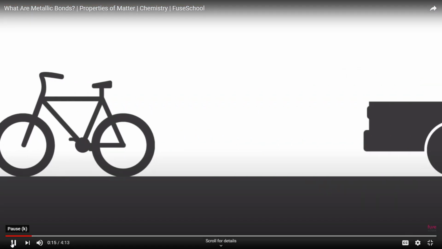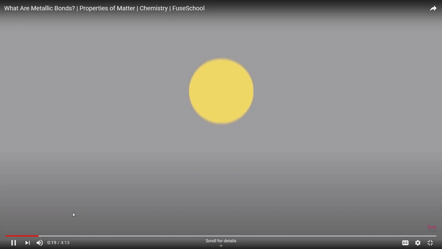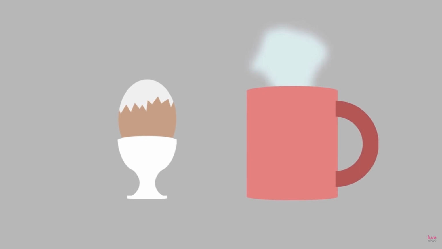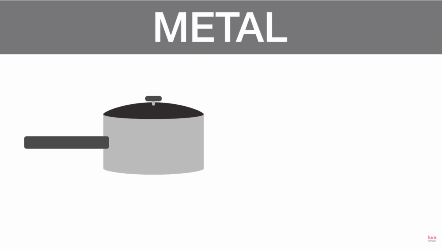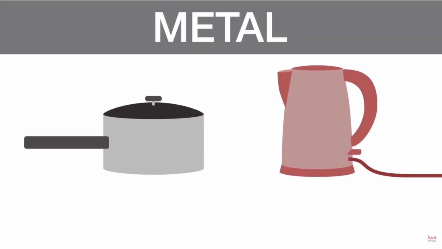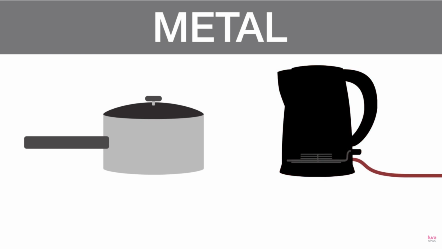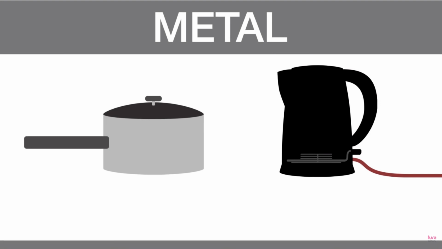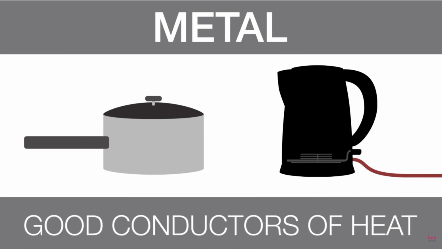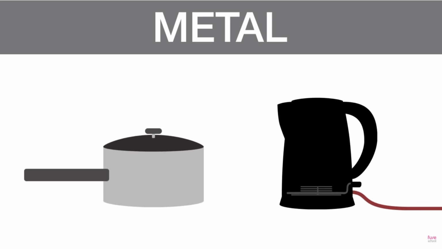Metals are used in many everyday objects. This morning, when I woke up, I decided to have a soft-boiled egg and a cup of coffee. The pot I used is made of metal. The kettle is made of plastic, but the coiled heating element inside it is made of metal. Metals are good conductors of heat. This is the reason why metals are used to make these everyday objects. You would never see a pot made of wood or a heating element made of plastic.